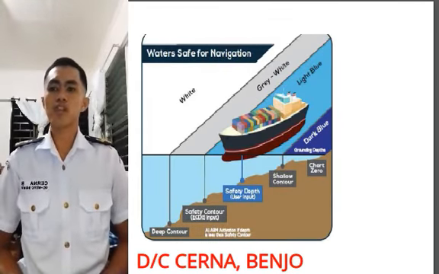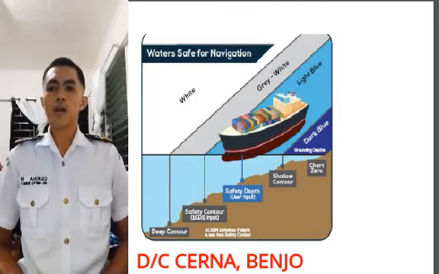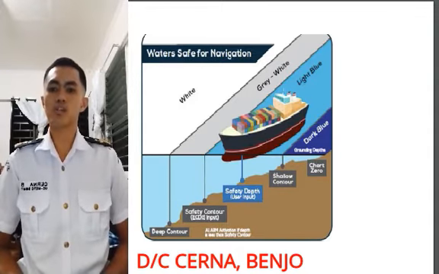So next is water safe for navigation. White is for deep contour. Gray and white for safety contour or ECDIS input. Light blue is safety depth. And the last is dark blue, which is the shallow contour or the chart 0.